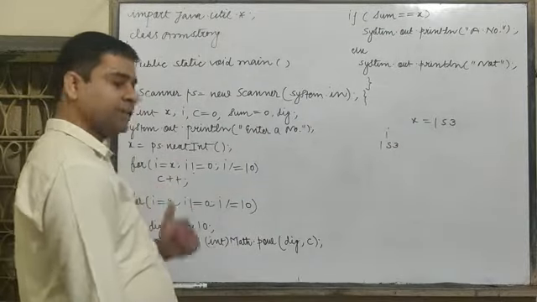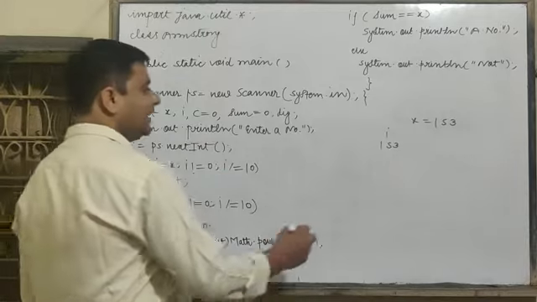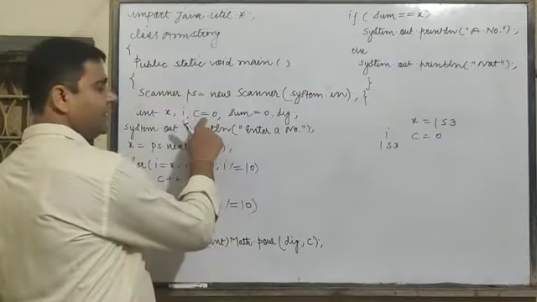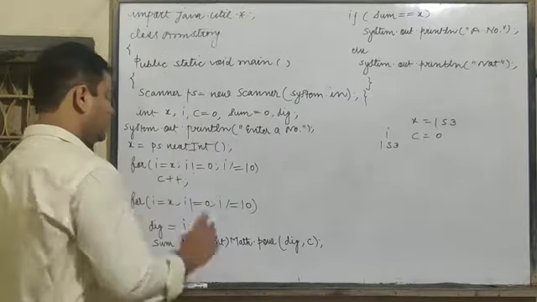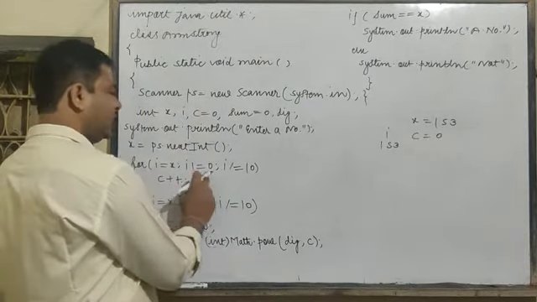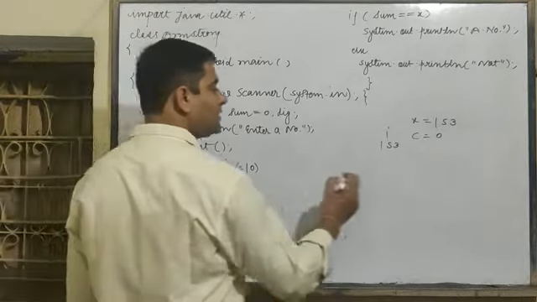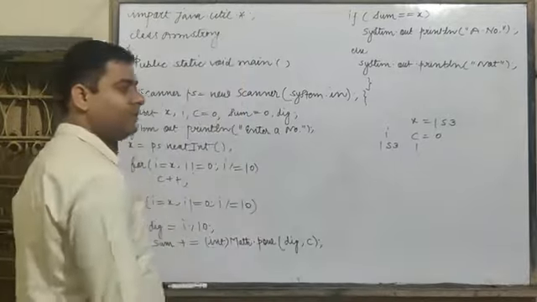Then it will check, it is not equal to 0, no. It will come inside. C is initialized as 0 in the beginning. You can see here, its initial value is 0. So it will check I equals 153, it is not equal to 0, no. It will come inside. Now it will increase the value of C by 1, so the value of C will be 1 now.